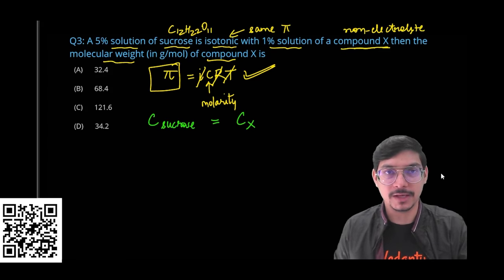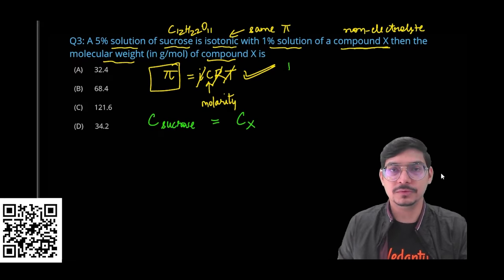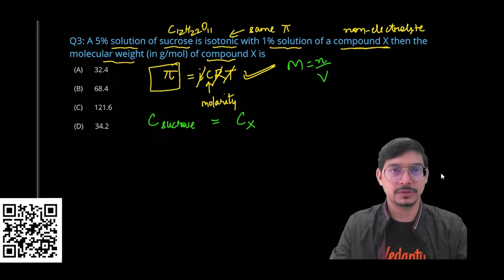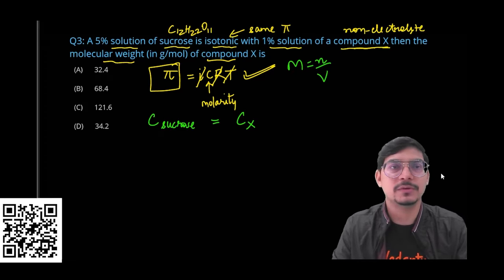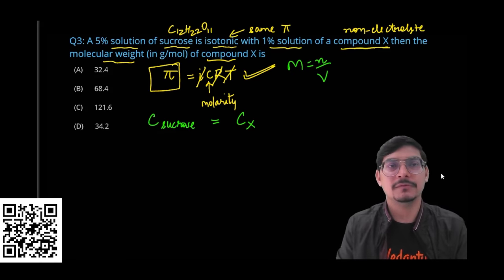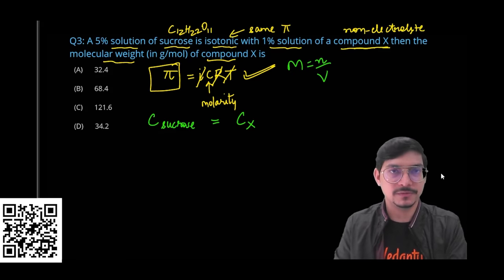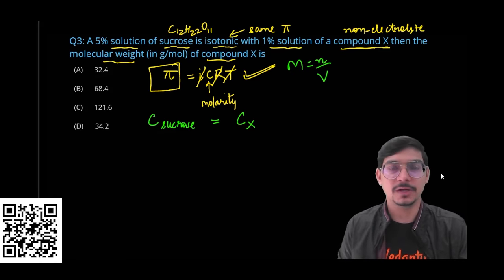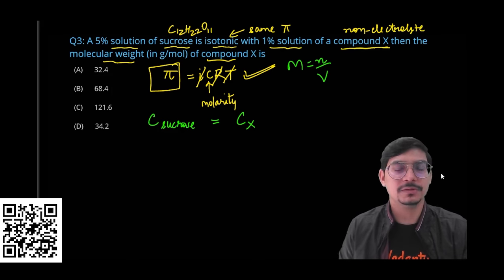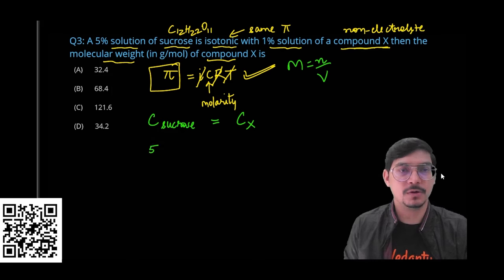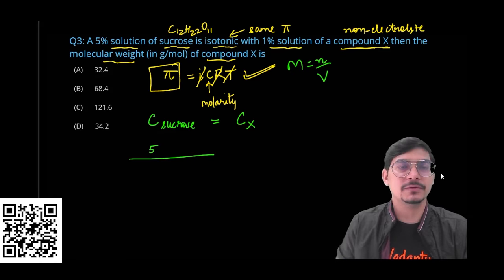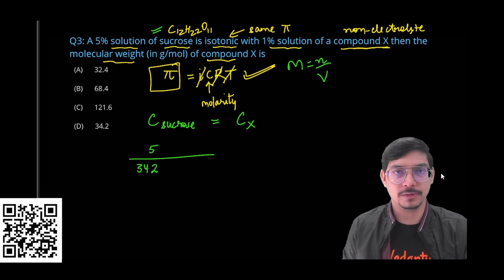Now concentration is molarity here, and molarity is number of moles divided by volume. The solution is 5% in sucrose and 1% in compound X. Because these solutions are dilute, we can assume that 5 gram of sugar is dissolved in 100 ml of solution, so we can assume the volume of the solution to be 100 in either case. So for sucrose, molarity is number of moles by volume. Number of moles is mass upon molar mass. The molar mass of sucrose, C12H22O11, you can calculate, it will be 342 gram per mole.